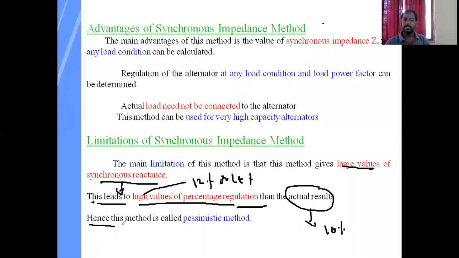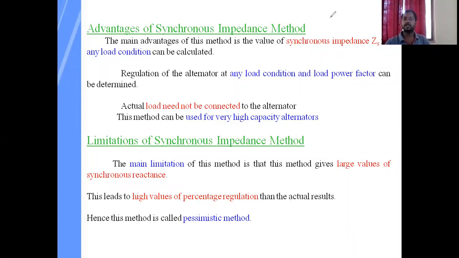Hence, that's why this method is called the pessimistic method. That's why I explained previously how it is pessimistic.